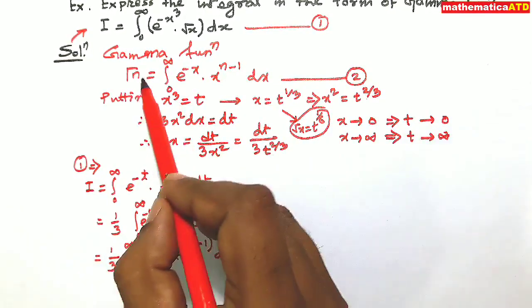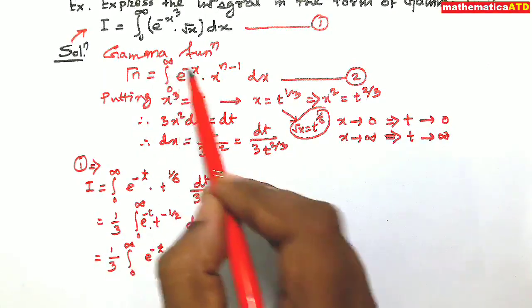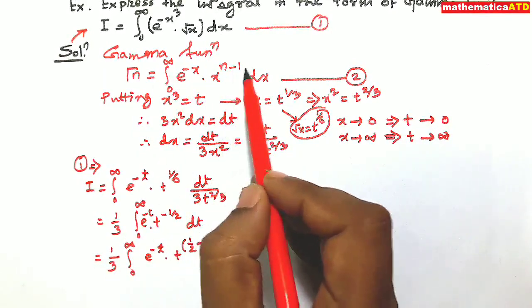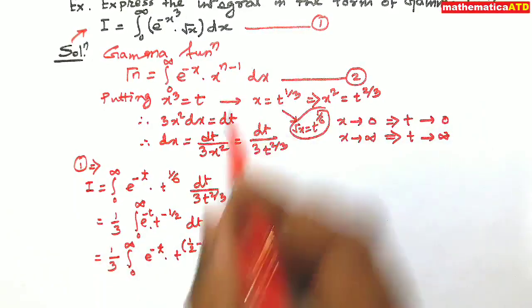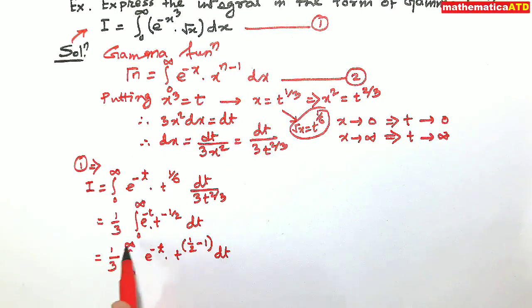Now friends, observe gamma n is equal to integration 0 to infinity e to the power minus x into x to the power n minus 1 dx. So what will it be? Integration 0 to infinity e to the power minus t into t to the power half minus 1 dt. Here half is like n, so the total will be equal to gamma of half. So we can write 1/3 gamma half. Okay, you know from the previous video that gamma half is equal to root pi. So friends, this is nothing but root pi upon 3.